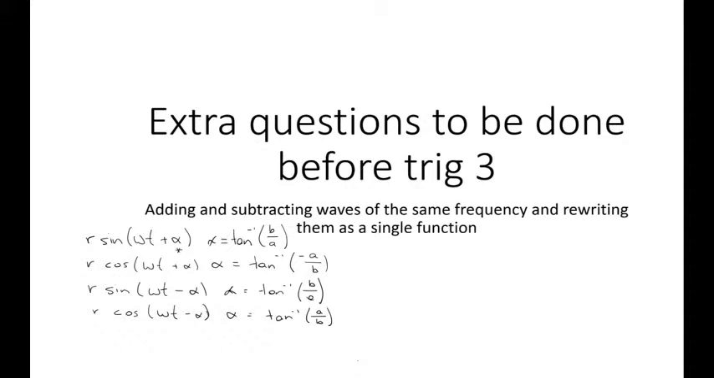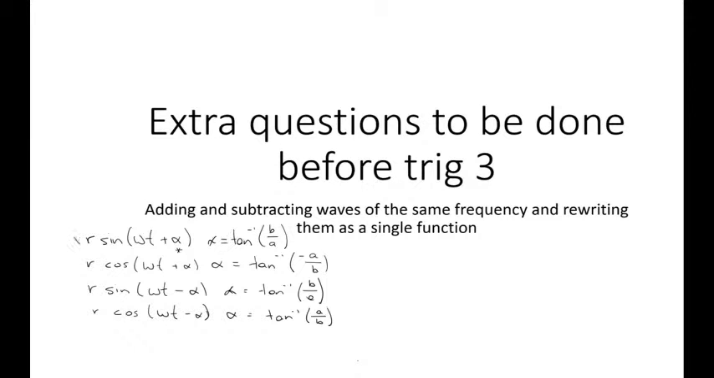Now you still have to be a little bit careful. You'll be told where alpha has to be between 0 and whatever. You need to also note whether it's in radians or degrees. But these four are the only possible possibilities.